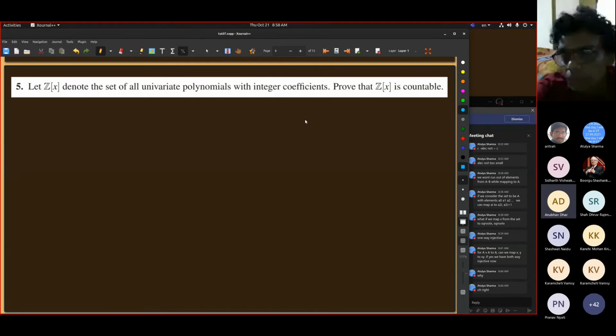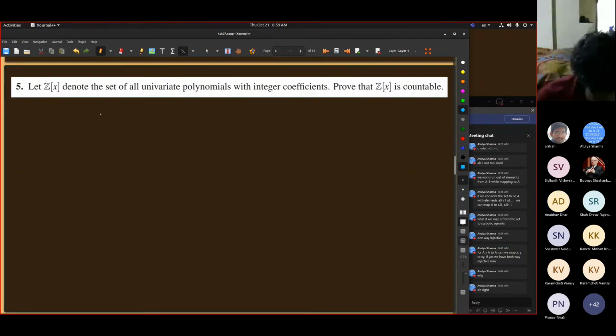Sir, for any polynomial of a particular degree, we only have countably many polynomials, and since there are only countably many degrees possible, it's a countable union. Okay, so that's the basic idea. So first of all, you take the zero polynomial. Its degree is typically taken as minus infinity, mathematically. So this is a single case, doesn't matter.